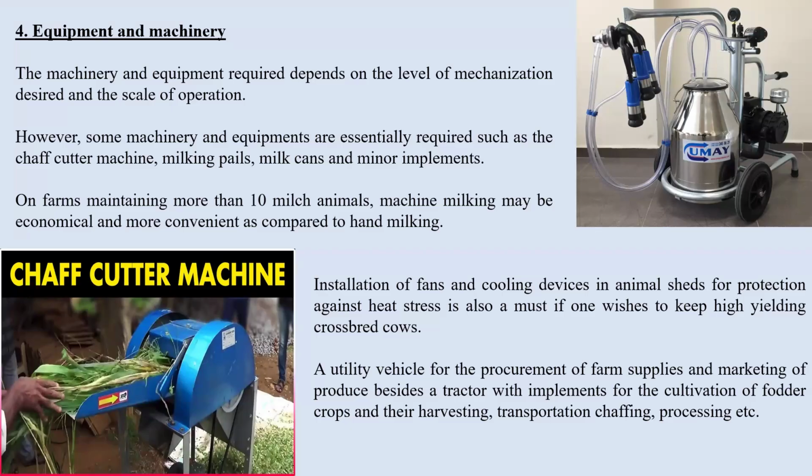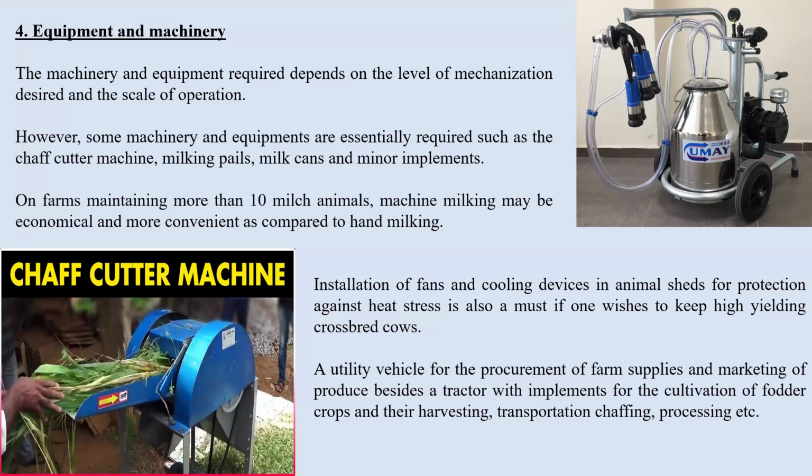So, rearing of 2 or 3 cows can be handled by a single person. If it is more than 5 to 10, it requires some machinery and equipment like a chaff cutter machine, milking pails and milking cans, and some minor implements.